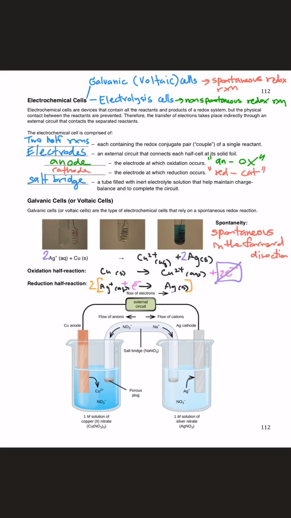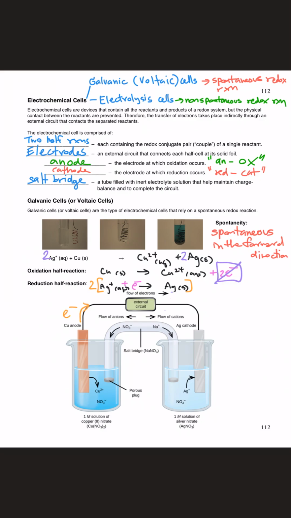Okay, so let me walk you through each of these real quick. What happened on the oxidation half reaction is that you will see copper solid, right? So this is copper solid right here. It's going to lose electrons, and those electrons are going to travel. So in this case, the direction of the electron flow is going to go through this wire right here, right? So the electrons would flow through that, okay?